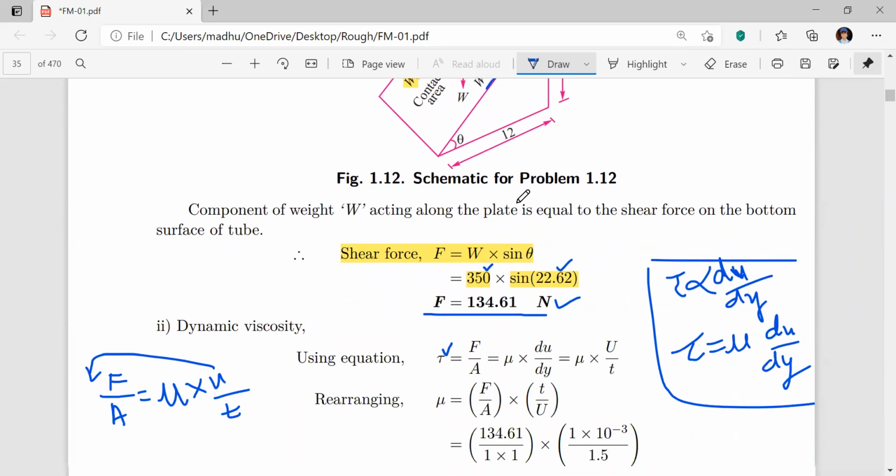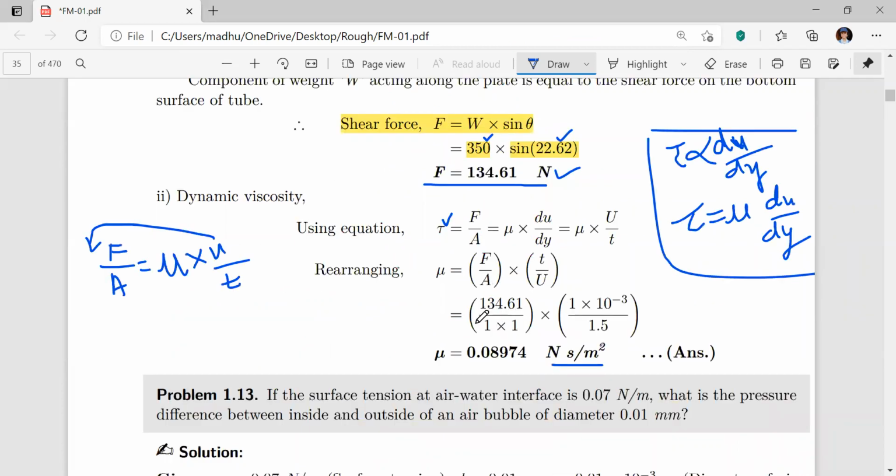What is the area of this cube? 1 into 1, square, where 1 is nothing but the side length, 1 meter. So area becomes 1 into 1 into t by u. What thickness is given? 1 millimeter, so 1 into 10 to the power of -3, to convert to meters, divided by u. What is given for u? 1.5 meter per second is given. Therefore it will become 1 into 10 to the power of -3 divided by 1.5.